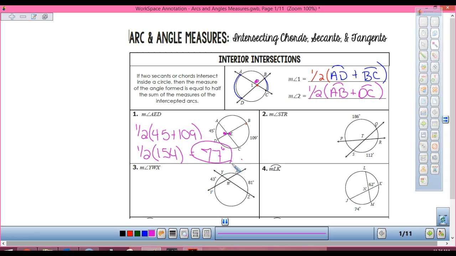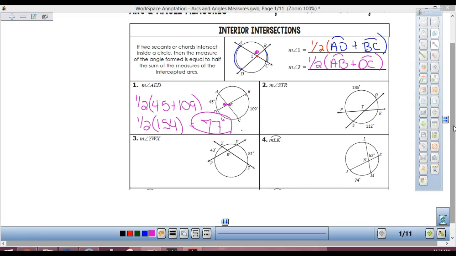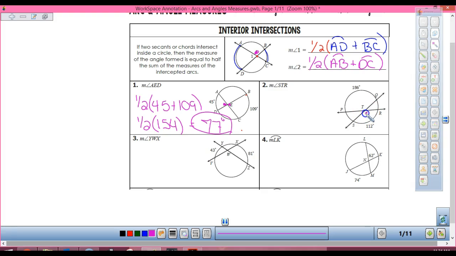My goodness, thank you. Right, so if I want STR, I want this guy, right? So it's going to be 1/2 of what? Is that 186? Thanks. Plus 112, totally looks like 106 up here. So 1/2 of 298 gives me 149 degrees.